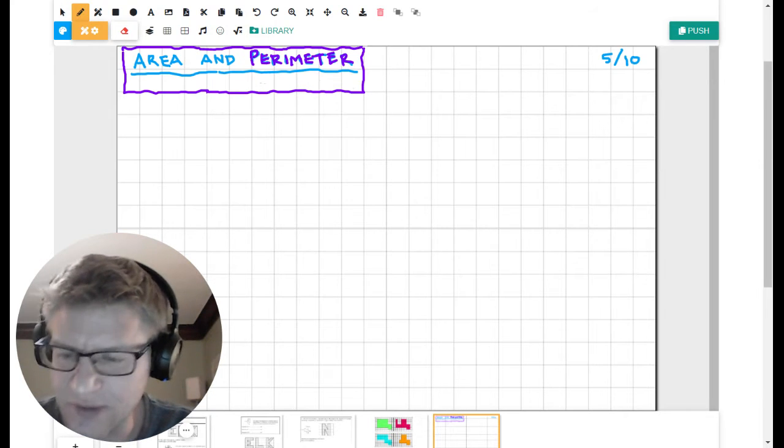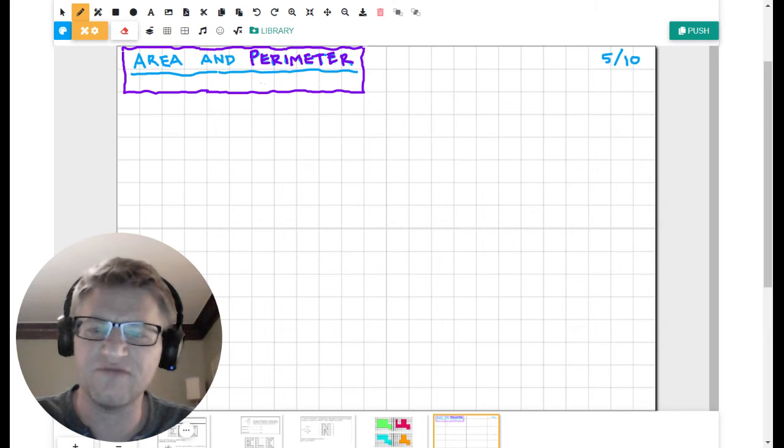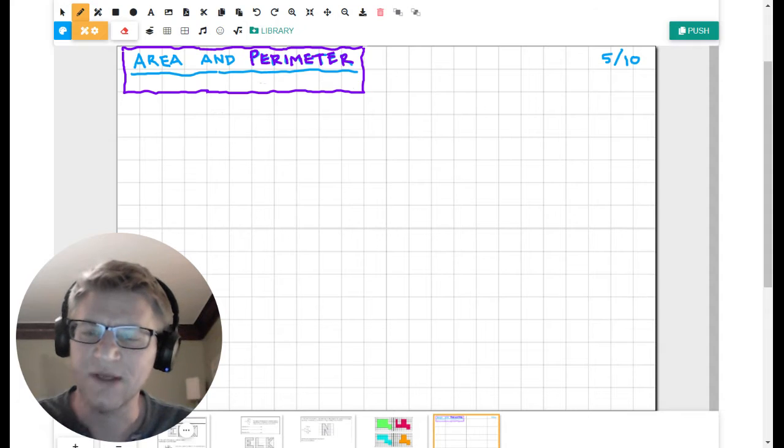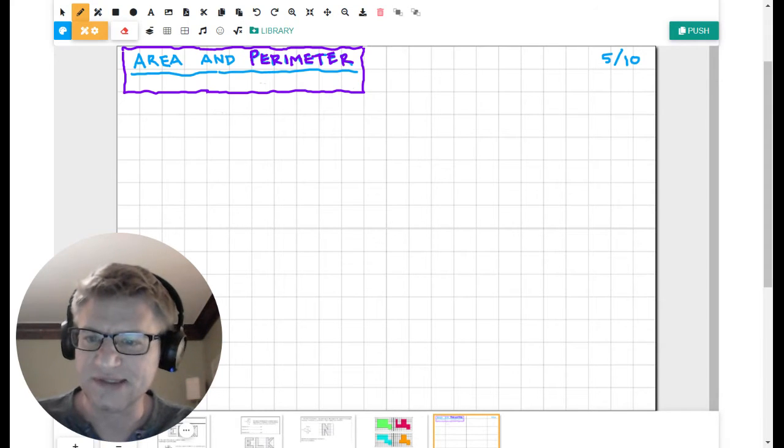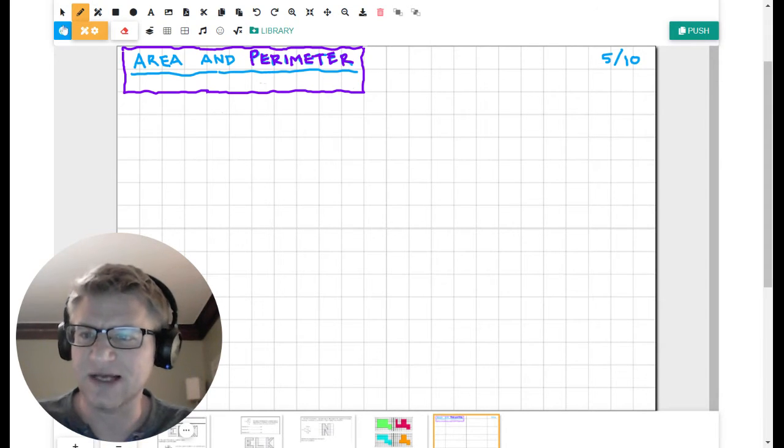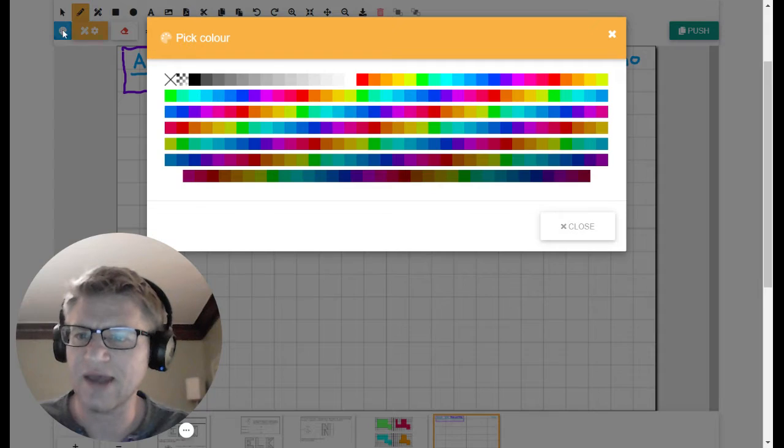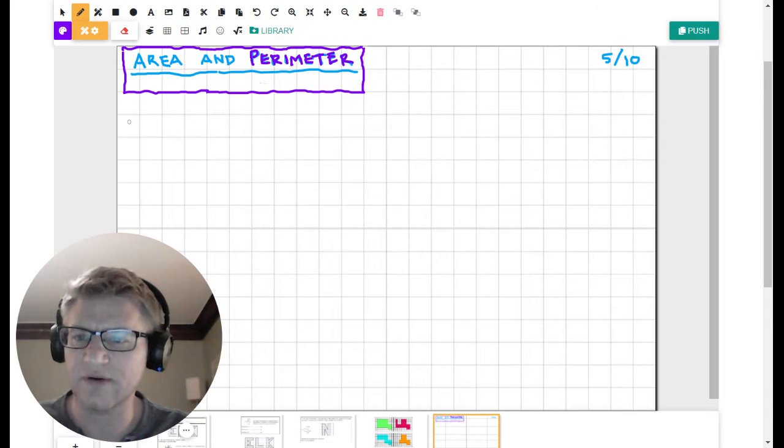Area and perimeter is a bit of a review from earlier grades. You've probably been doing this for a while, but it's always good to come back to stuff and talk about it, make sure we understand it. So what I wanted to start with was breaking this down into two sides and saying which is which. So the first thing we're going to talk about is what is perimeter, right? And I think actually, let's do this in purple. We started it in purple.